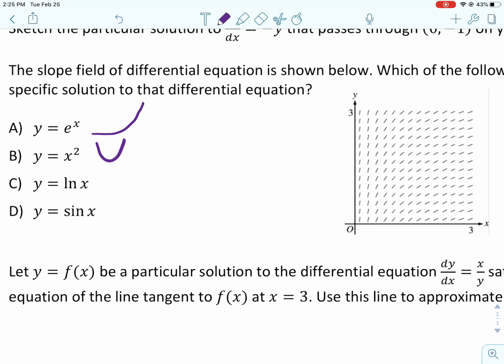What about the natural log of x? Yes, it's flat and it curves up like that. It has a vertical asymptote. And then sine is going to do something like that. That's not real great, but something like that. So we're definitely talking about the natural log function family here.